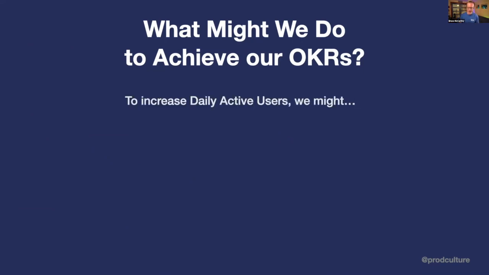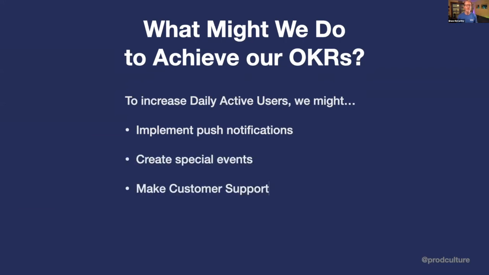So for example, if we had an objective to increase daily active users, what might we do? Well, there's lots of good ideas. We might implement push notifications or create special events or make customer support more accessible if it turns out there's a problem with people abandoning because they can't figure out how to use certain features, or create a loyalty program of some kind. These are all valid ideas, and what we need to do is to compare them to the goal of increasing daily active users and ask ourselves, what's our quickest path and our surest path to meeting that goal out of this whole list or some other ideas that we come up with?